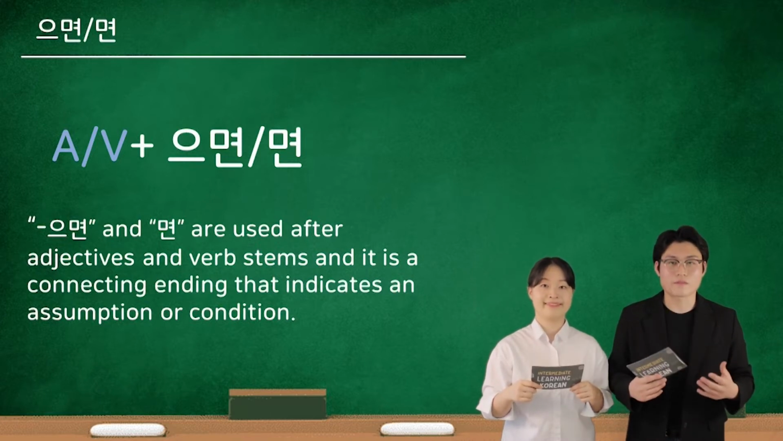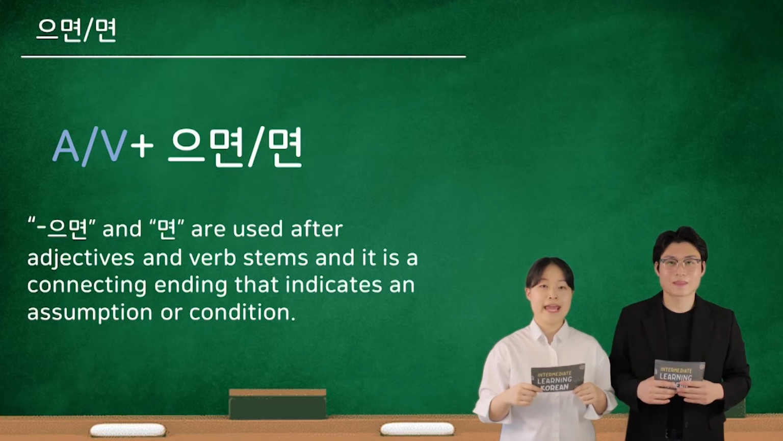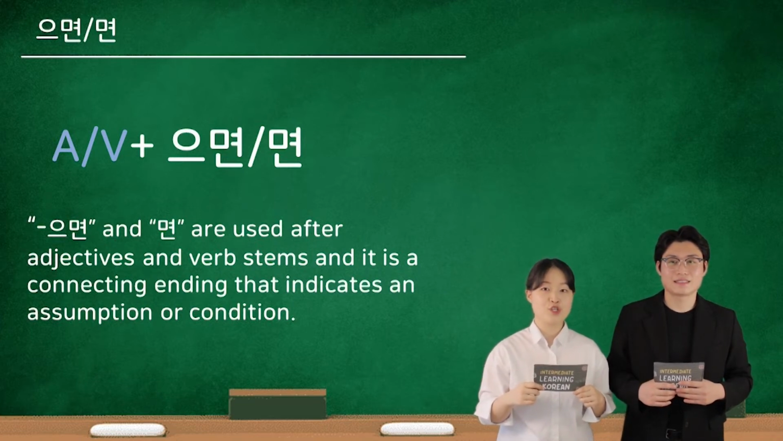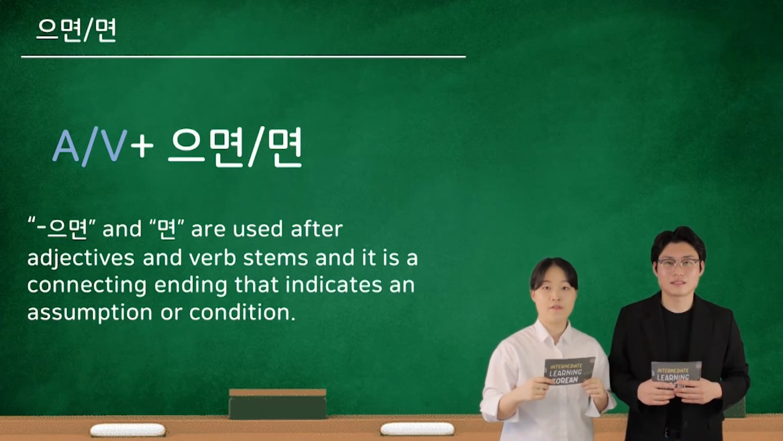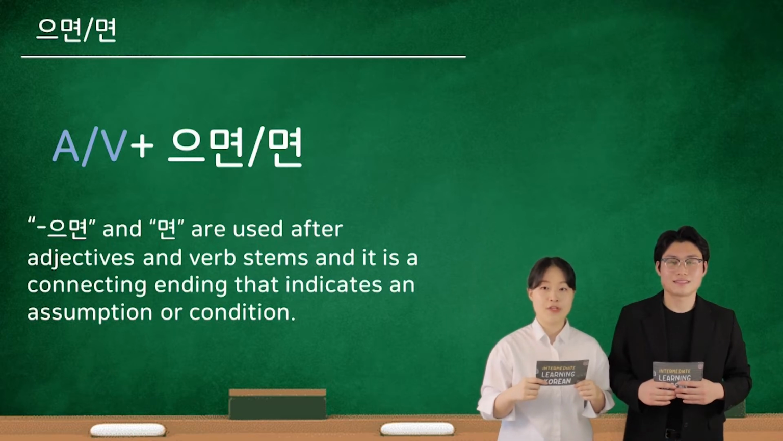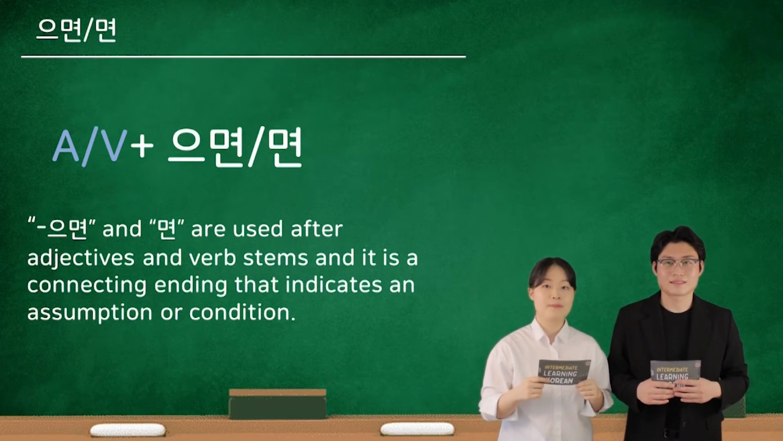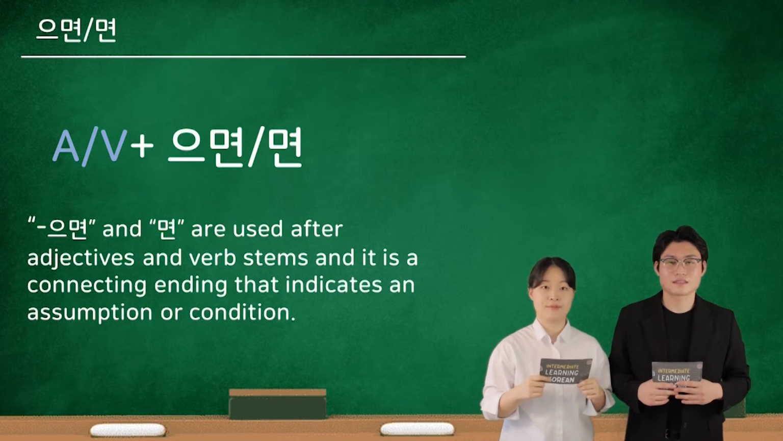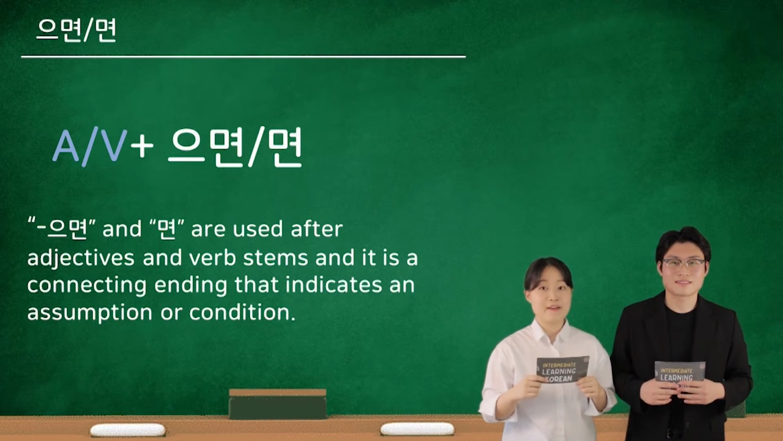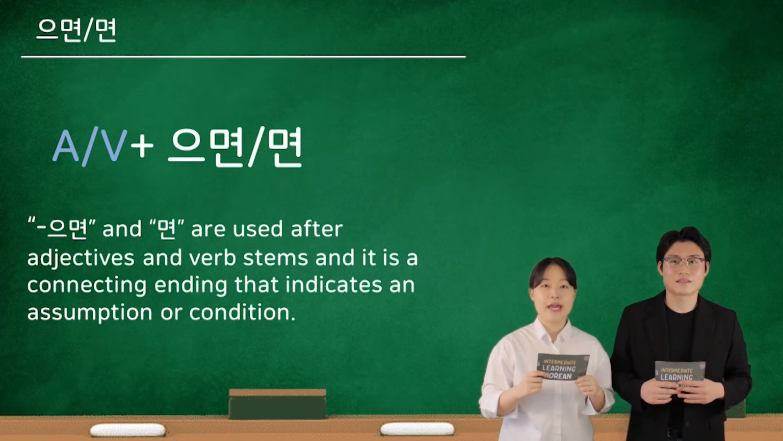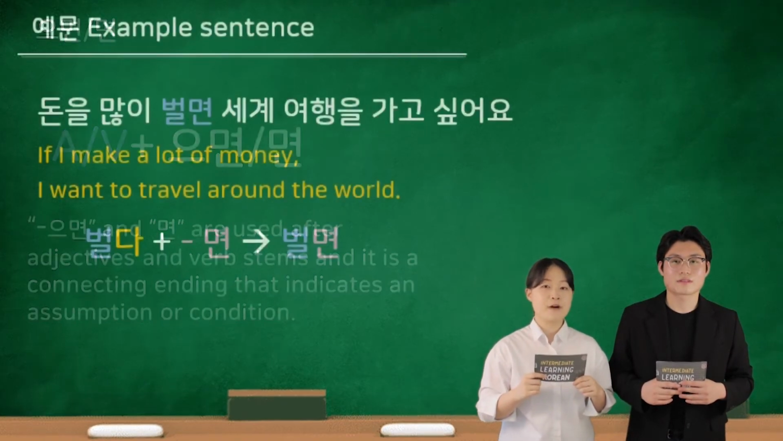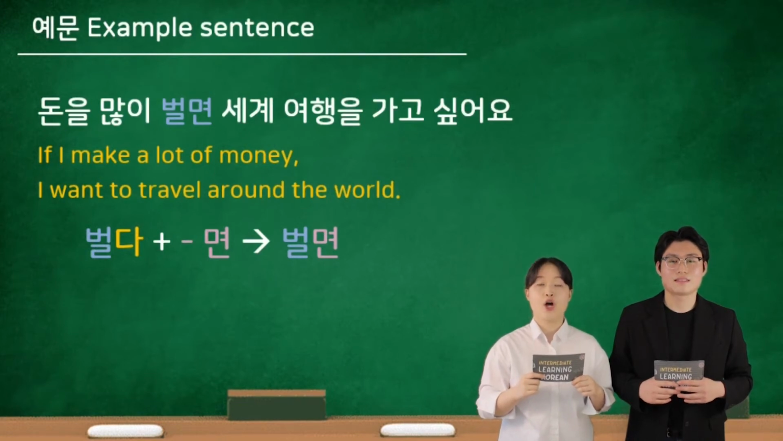The front sentence is 상한 음식을 먹다, and the back sentence is 배탈이 납니다. Therefore, the condition is 상한 음식을 먹다. Like this, adjective and verb plus 면 is used when expressing assumption or conditions. Yes. Then shall we find out the forms of 면 and 으면?